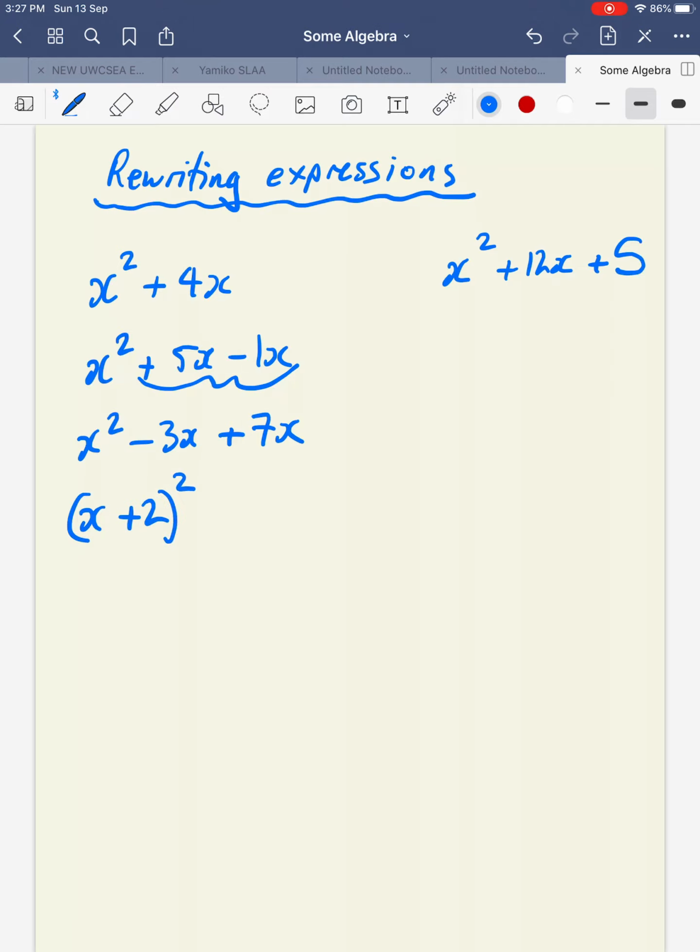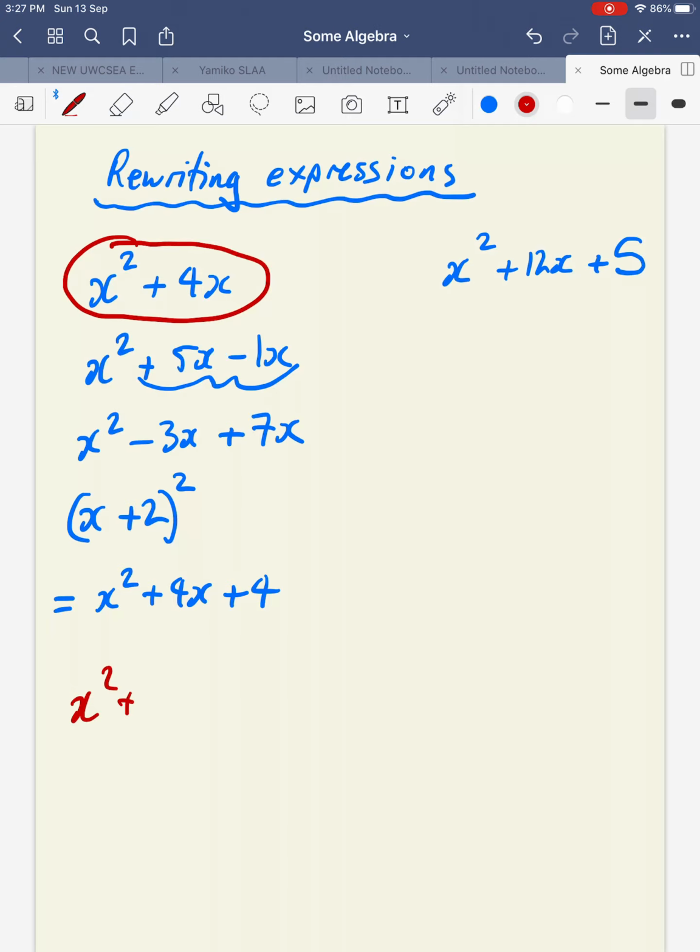Now let's see what happens here. If I decide I'm going to write this as x plus 2 all squared, let's expand it. We get x squared plus 4x plus 4. But we actually wanted it as x squared plus 4x. So I could rewrite x squared plus 4x as identical, we'll put the 3 lines there for identical, it's identical to x plus 2 all squared.